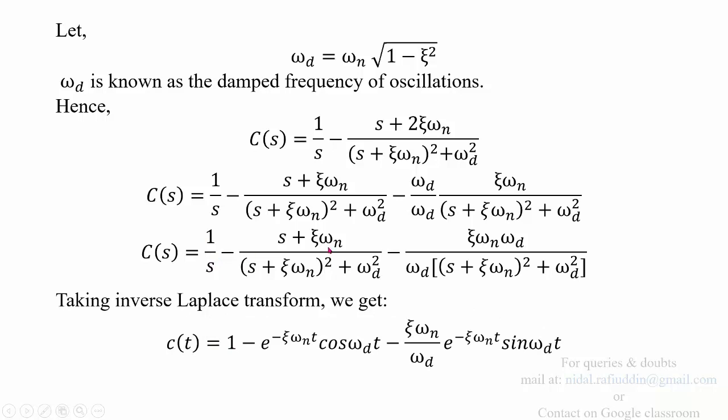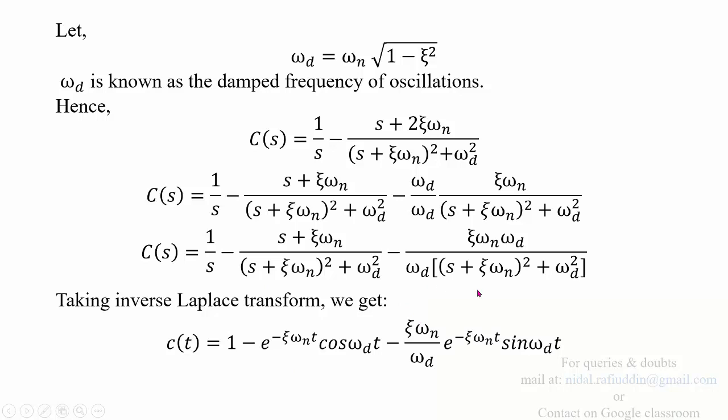For this term, since this is written in terms of s upon s square plus a square, and you don't have simply s here, rather s plus a term b, so which will contribute to e raised to the power minus bt, where b is zeta omega n. And then you have an expression for cos omega t. So this is e raised to the power minus at times f(t). The Laplace transform of this will be written in this form.